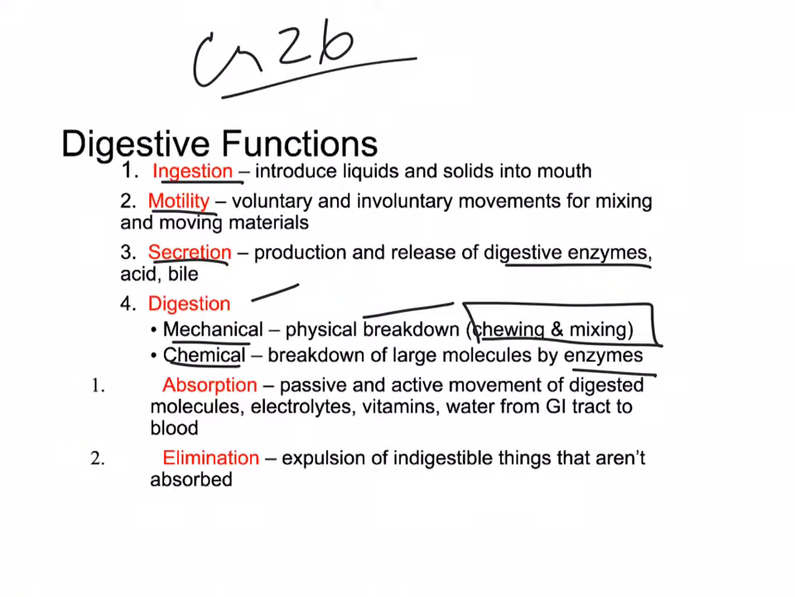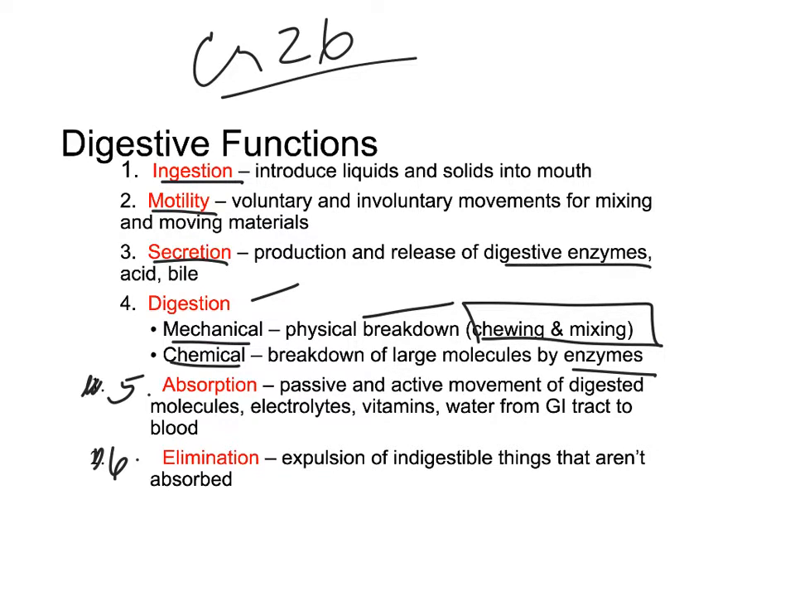Chemical digestion is when we use an enzyme or something like hydrochloric acid and we chemically change the nature of the molecule. Number 5 is absorption, which is how things get from the GI tract into the bloodstream. And then 6 is elimination, how we get rid of the waste. So I think that makes sense.